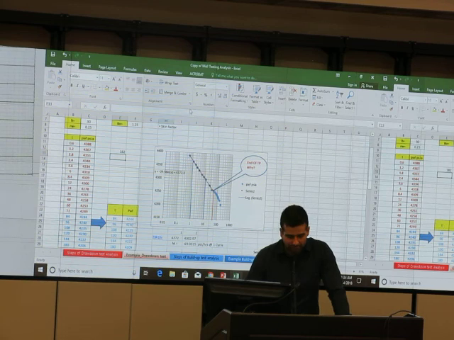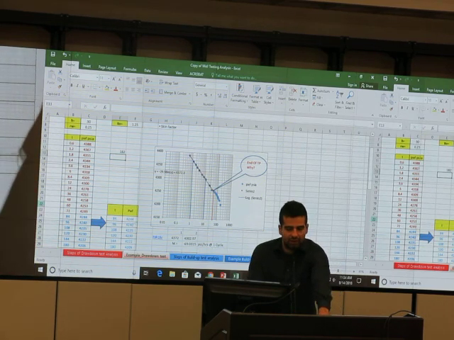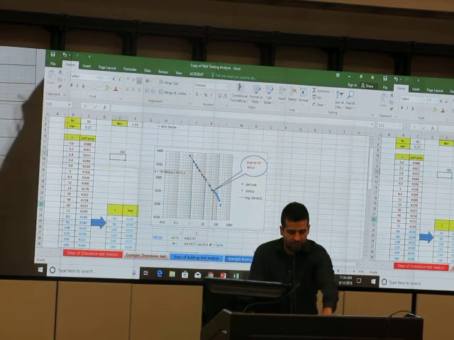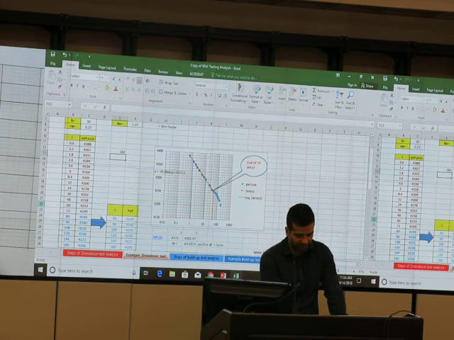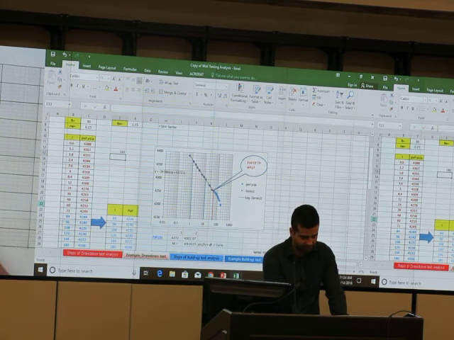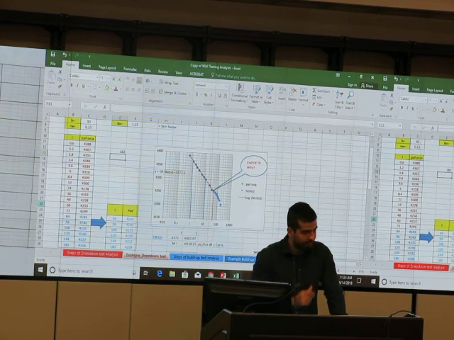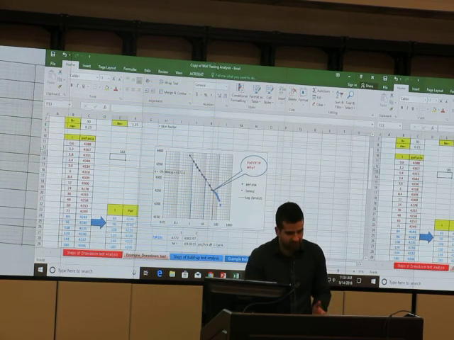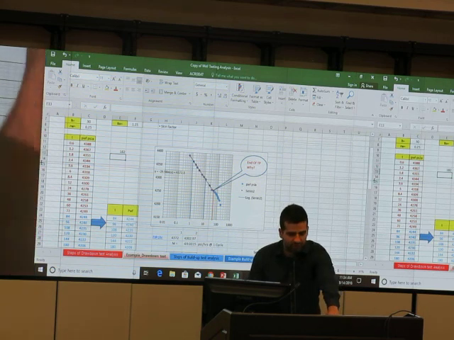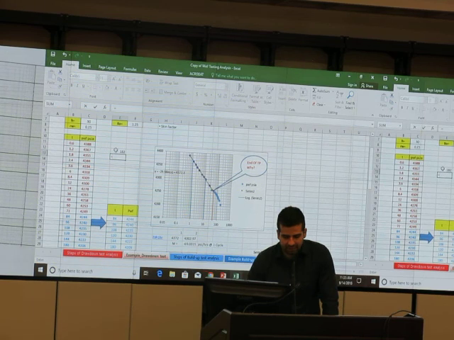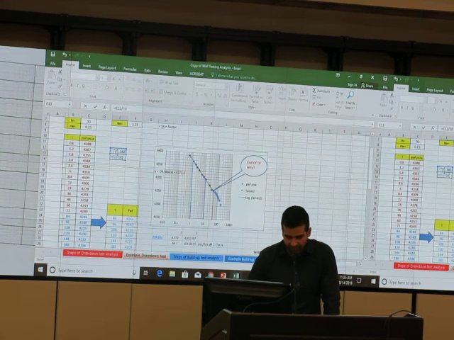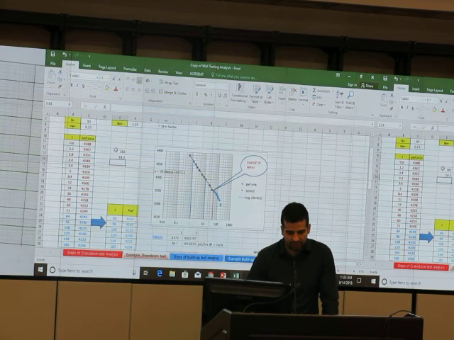Let's get back to your plot. How many of these sections do we have? 1, 2, 3, 4, 5, 6, 7, 8, 9, 10. So we have 10, and the range was about 200. We have to divide that by 10, so each one is going to be 20.